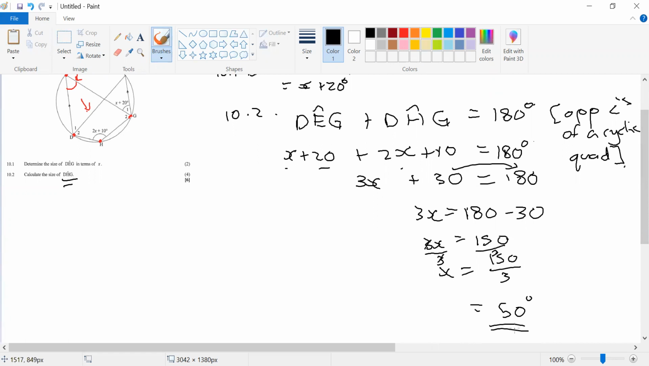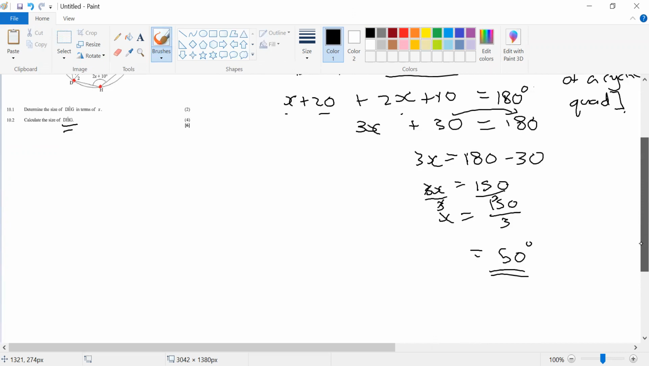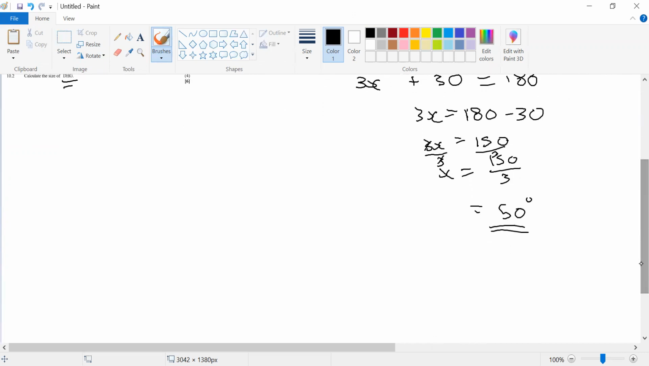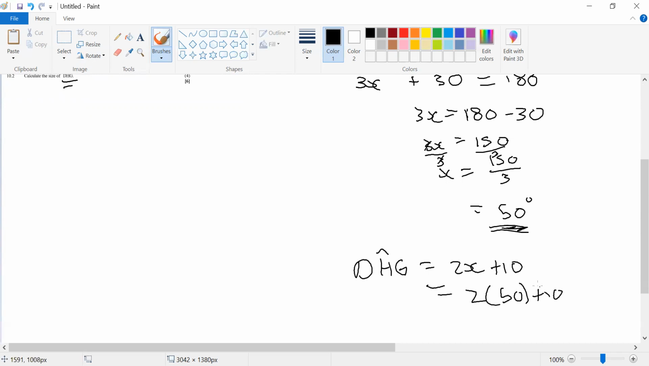But remember, the question didn't ask you to just determine X. They asked you to determine angle DHG. So now what you have to do is substitute the value that you just got for X into that. So we know that DHG is equal to 2X plus 10. So all we need to do is substitute X is equal to 50. So this will be 2 into 50 plus 10, and that is going to be equal to 110 degrees.